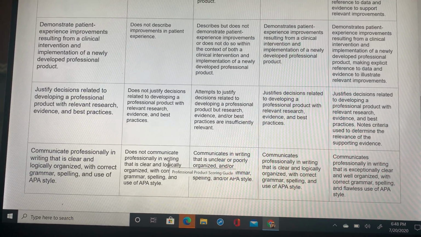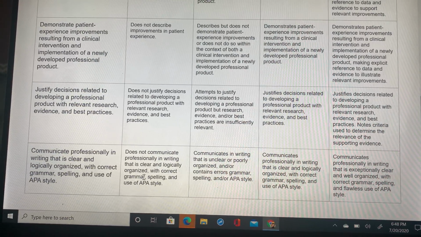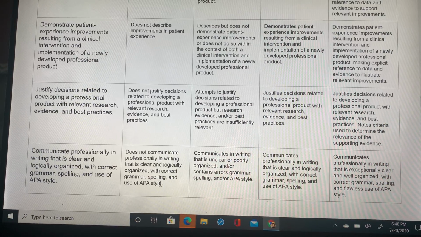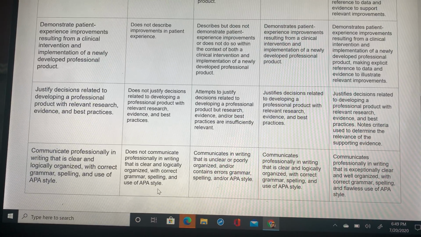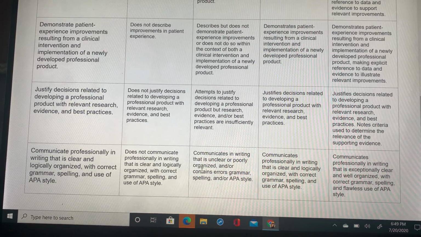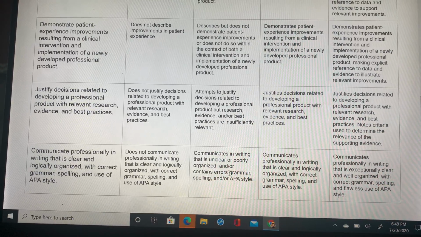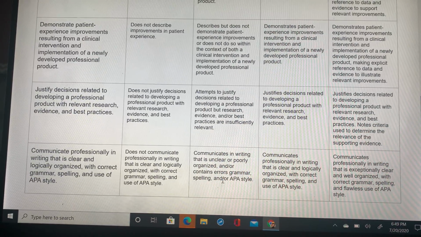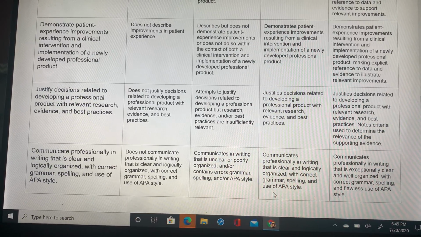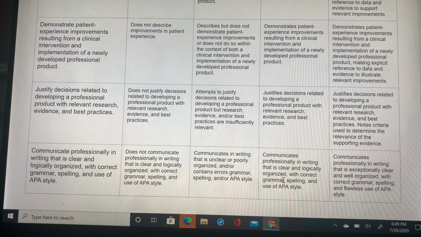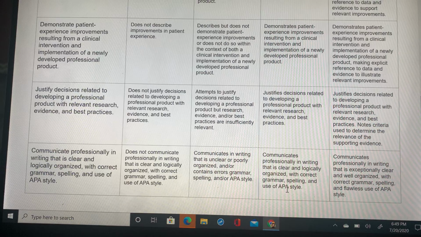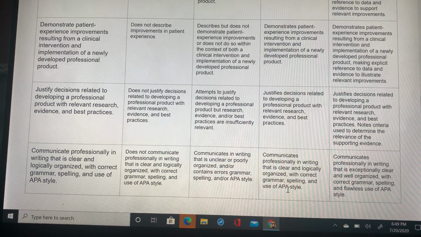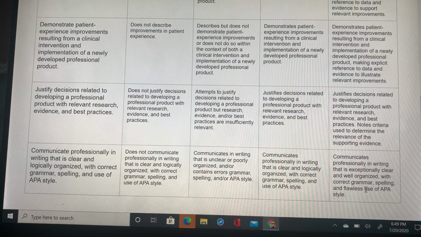Does not communicate professionally in writing that is clear and logically organized with correct grammar, spelling, and use of APA style. Basic communicates in writing that is unclear or poorly organized and or contains errors in grammar, spelling, and or APA style. Proficient communicates professionally in writing that is clear and logically organized with correct grammar, spelling, and use of APA style.